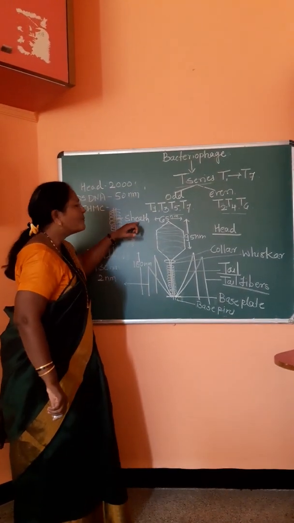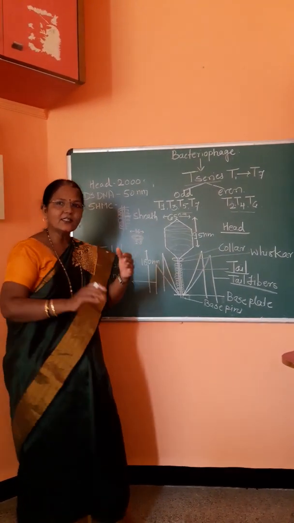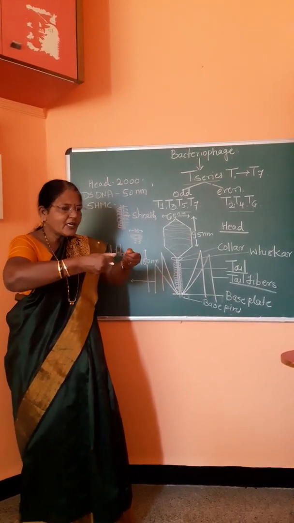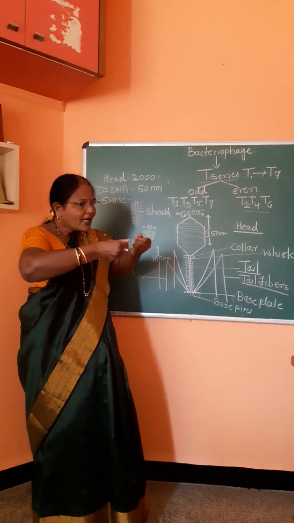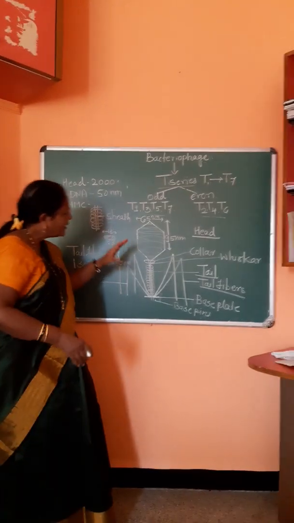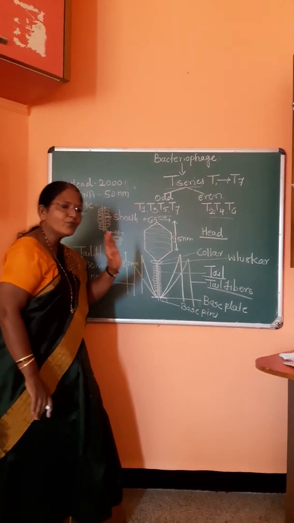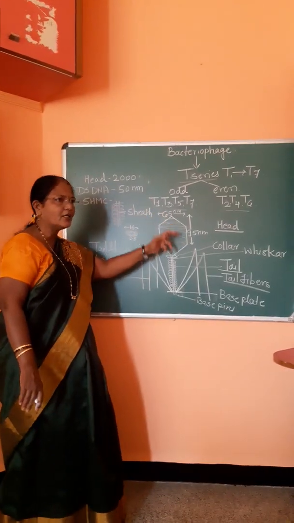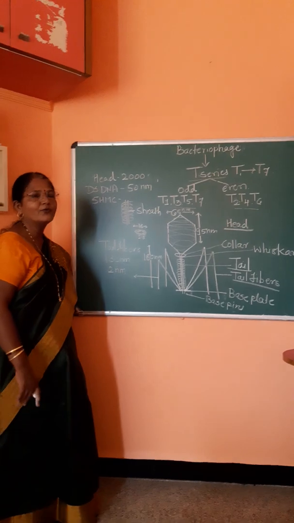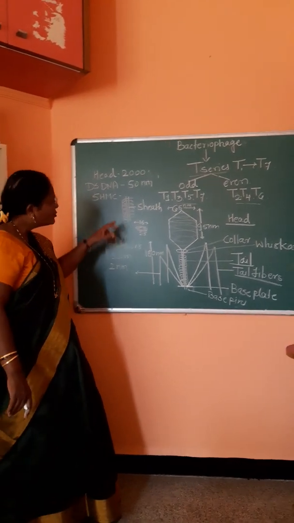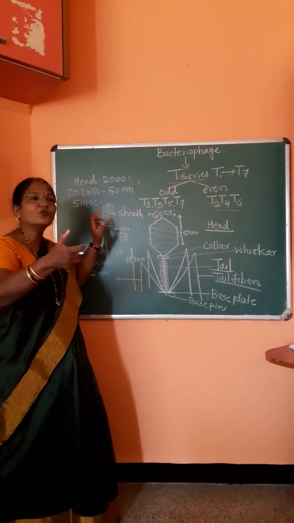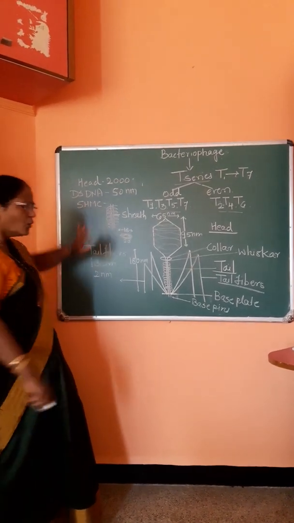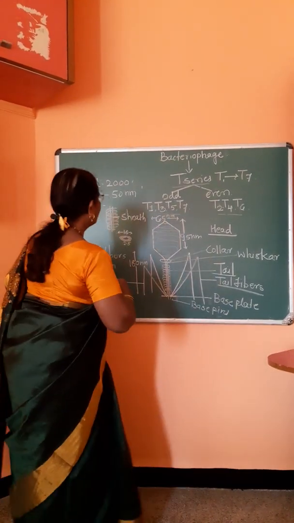Now what is the purpose of that sheathed tail? It is nothing but a flexible protein. We can compress that protein and we can relax that protein, and that type of structure plays a very important role during the adsorption and penetration of genetic material during the reproduction of T4 bacteriophage. So that is a sheathed tail. This is also called a flexible protein.